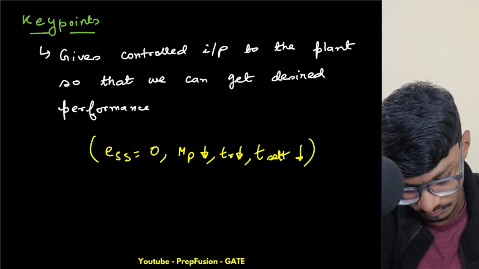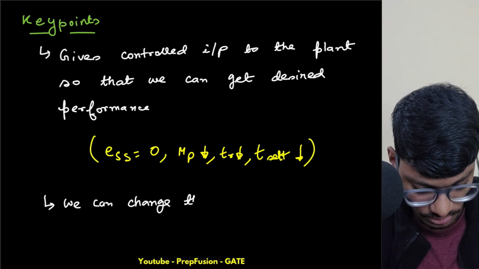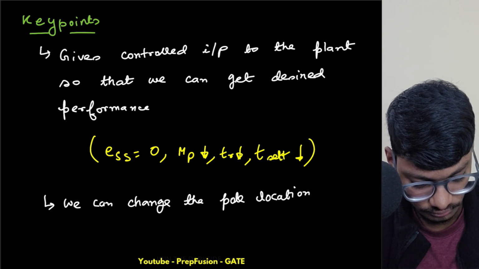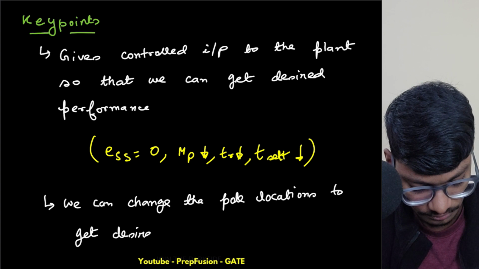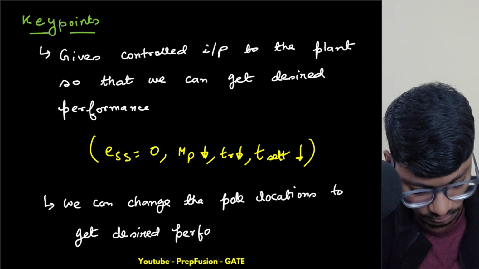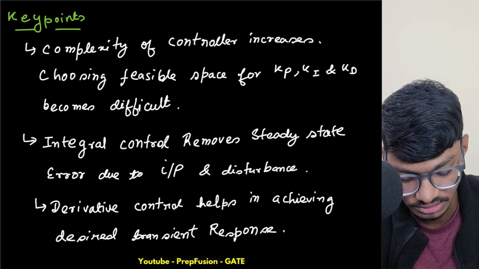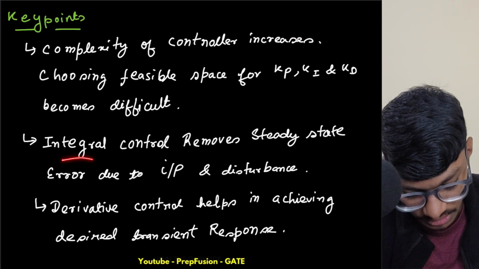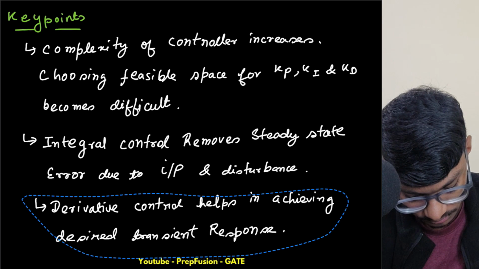So here also we have a few key points. As I told, the complexity of the controller increases. Choosing the feasible space for KP, KI, KD becomes difficult. I already wrote it here. Integral control removes the steady state error due to input and disturbance, and derivative control, I should color these things differently.